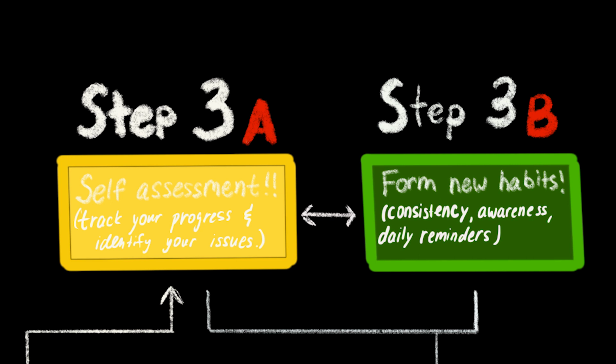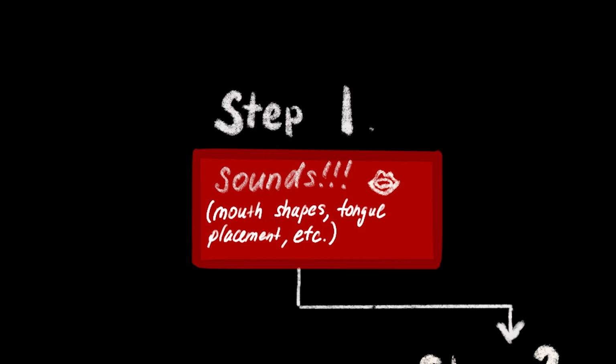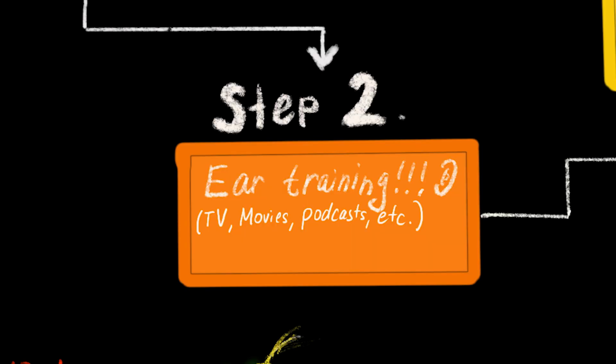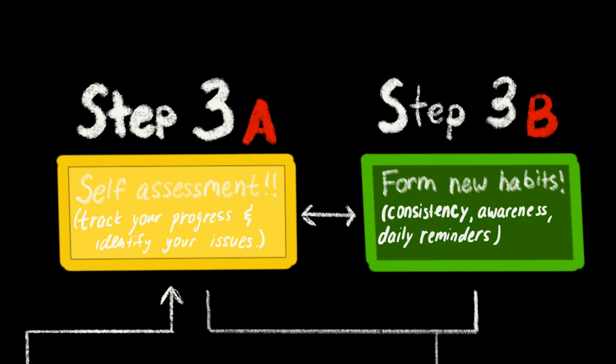Step 3B is form new habits. To form new habits, we need consistency. You can't go anywhere without consistency. Always remind yourself of these things that you learned during step 1 and conclusions that you made for yourself during step 2, and bring it over here. Be aware of all the things that you need to do and do them on a regular basis.